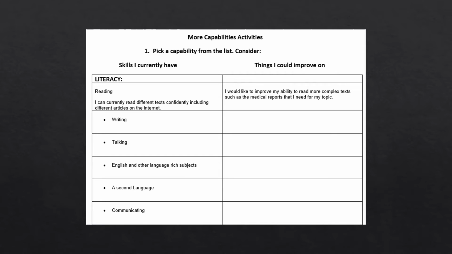You should by this point have ruled out a couple of capabilities, and then what we want you to do is have a look at some of the skills you currently have in these areas, and on the left hand side you need to write what can you do at the moment, and then on the right hand side what could you improve on. So you can see the example on the screen there says I can currently read different texts confidently, but on the right hand side you can see they'd like to improve their ability to read more complex texts such as the medical reports or the academic journals.